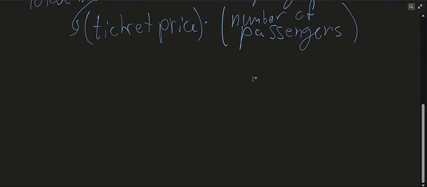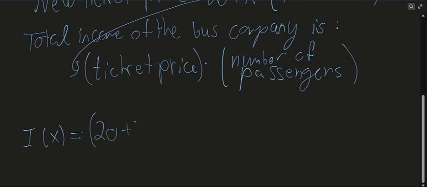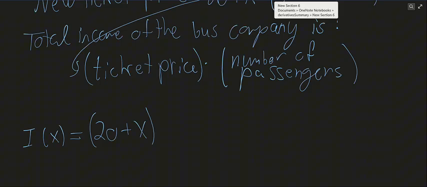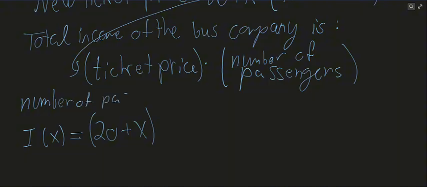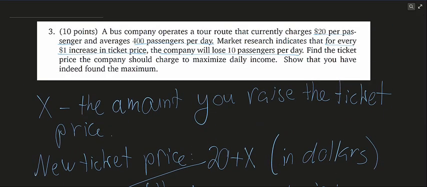So the total income, call it I, capital I for income of X, is going to be equal to the ticket price, which is 20 plus X, multiplied by the number of passengers. Now, what is the number of passengers? The old number of passengers, before we do our tweaks and our fancy optimizations, was 400 passengers.